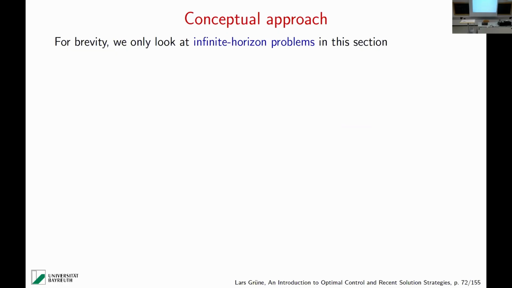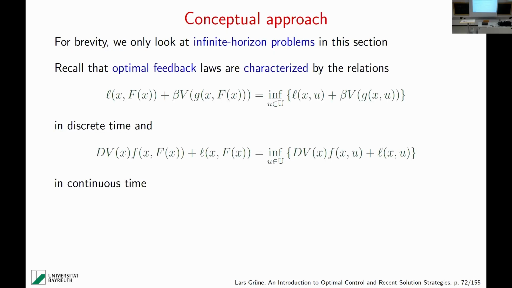Okay, let's start with methods based on dynamic programming. As I said, appealing because you can get optimal feedback laws. And for brevity, I will only look at infinite horizon problems here. That's actually a big advantage of dynamic programming, that it really easily applies to infinite horizon problems. That's quite a difference to, say, the Pontryagin minimum principle and also these direct methods that I will discuss. They are not easily extended to infinite horizon problems.